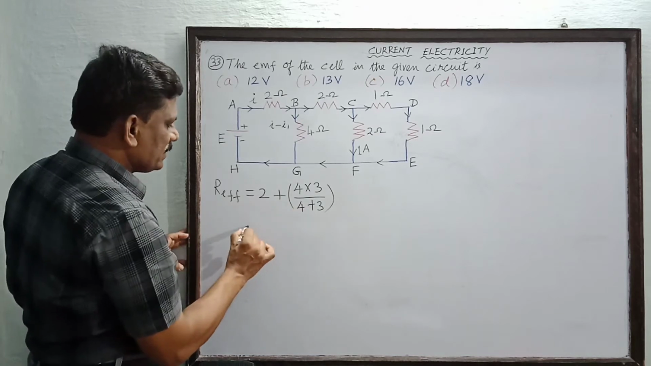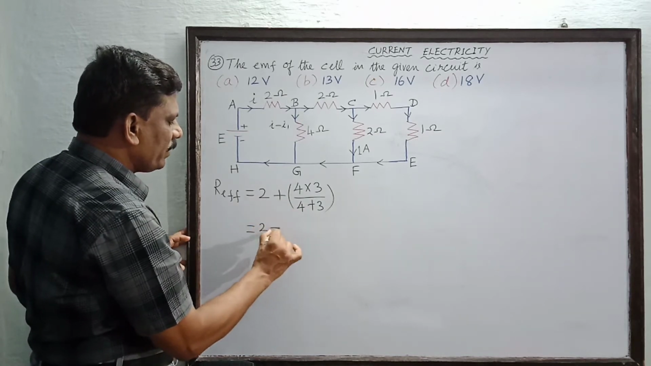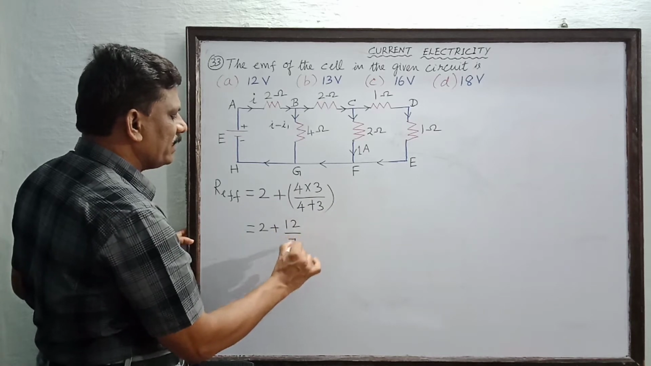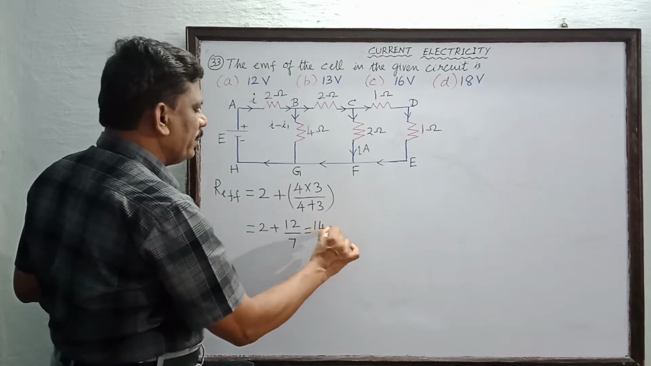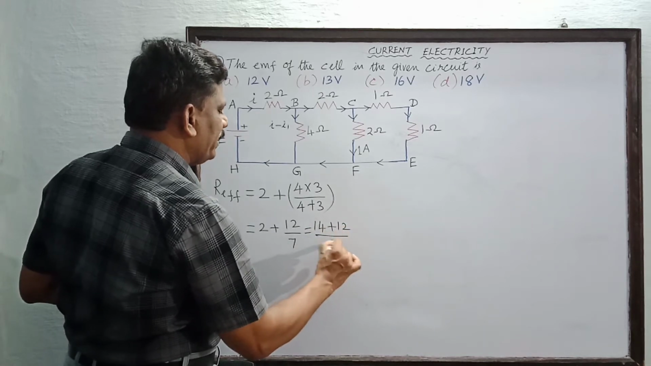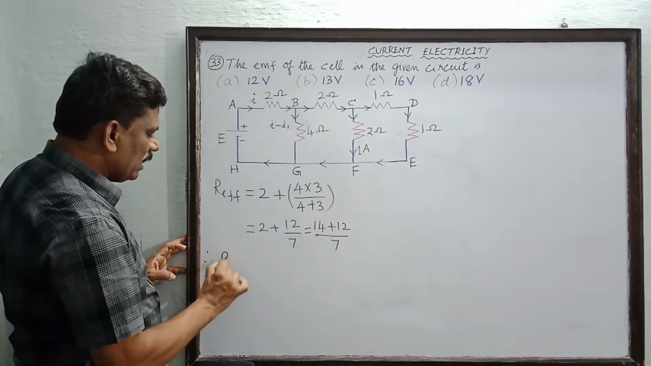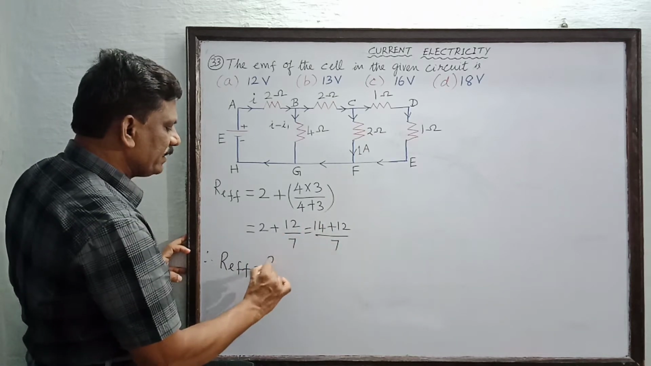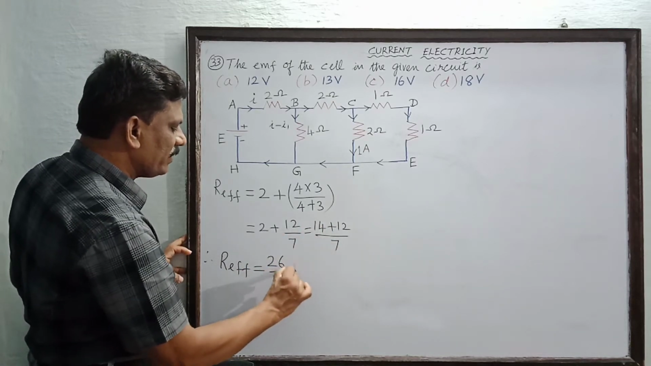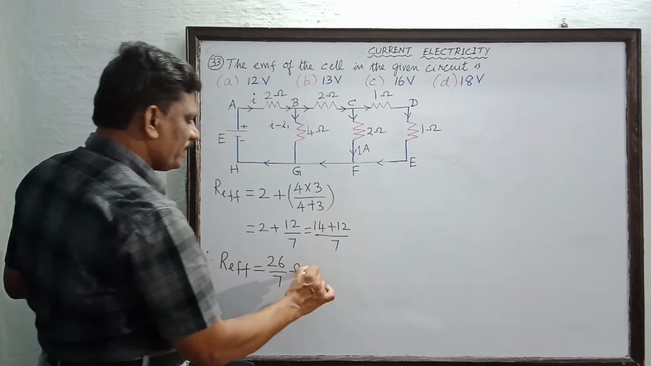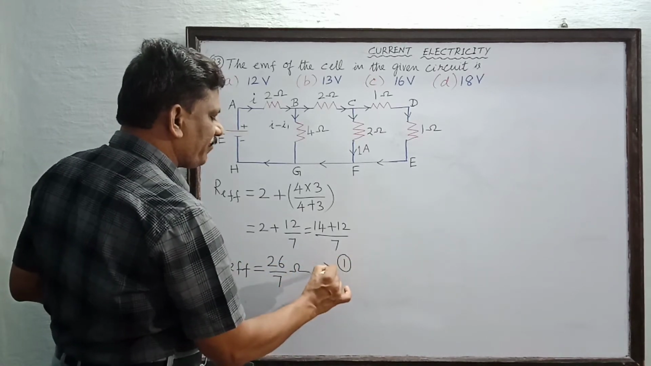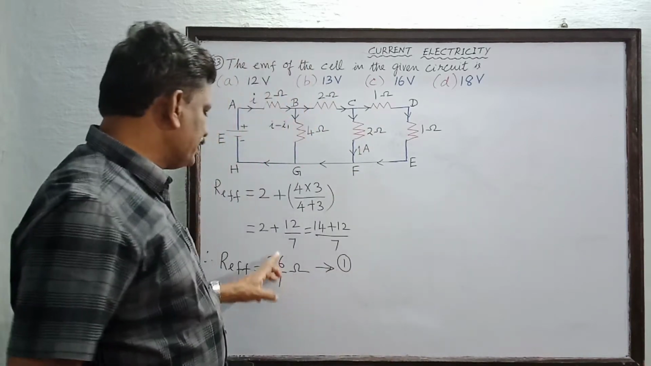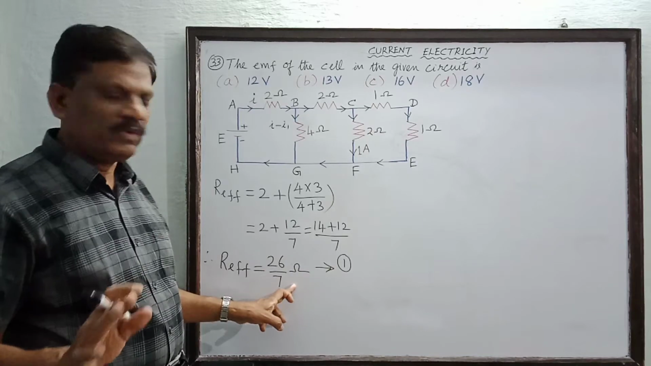Okay. So this is now equal to 2 plus 4 3s are 12 divided by 4 plus 3, 7. So this is equal to 14 plus 12 divided by 7. Therefore R effective, the effective value of resistance, is equal to 26 by 7 ohm. So this is the first step required for us. The total effective resistance is equal to 26 by 7 ohm. Okay.